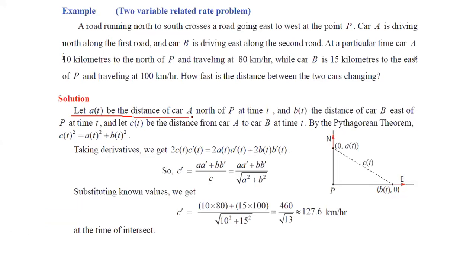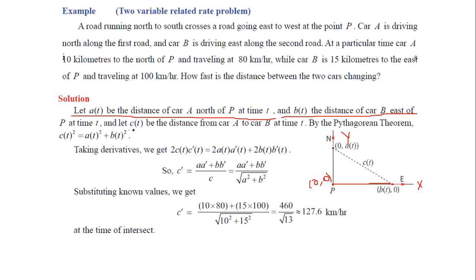Let A(t) be the distance of car A north of P at time t, and B(t) the distance of car B. So they are taking that distance from the origin point. If you take this as (0, 0), that is the origin, this as the x-axis and this as the y-axis, and then the distances as given, the point is (B(t), 0) and this point is (0, A(t)).